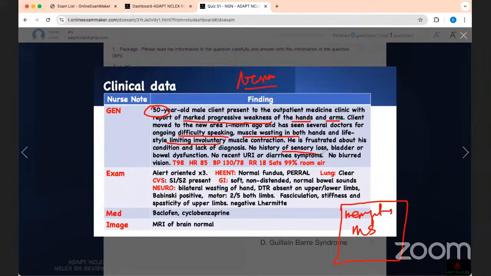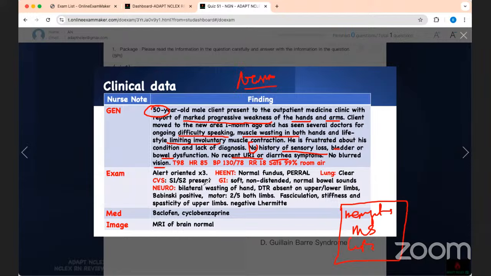There is no sensory loss. I told you no, it's good. He has no bladder and bowel function problem. He has not had recent upper respiratory infection, okay, or diarrhea. No blurred vision either. Somebody said GBS.